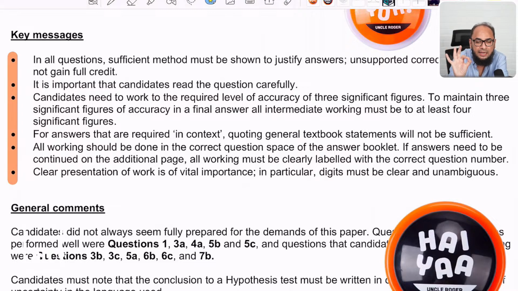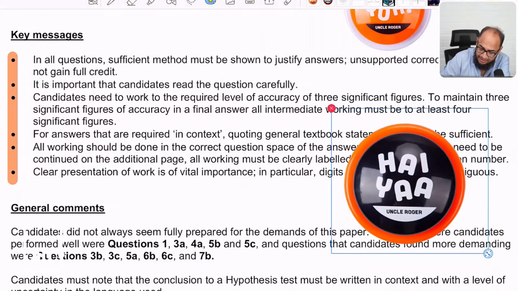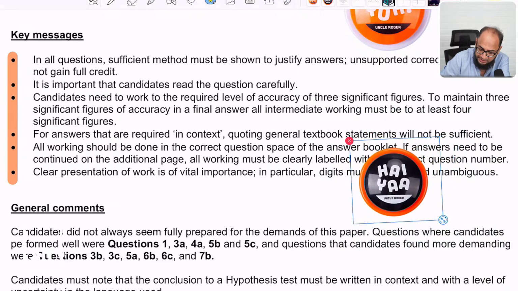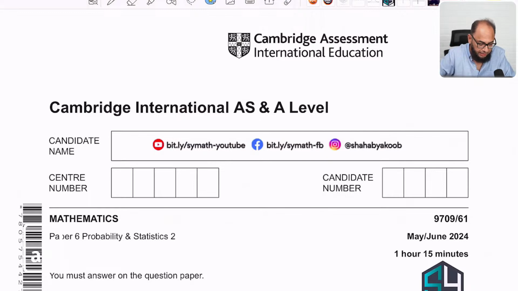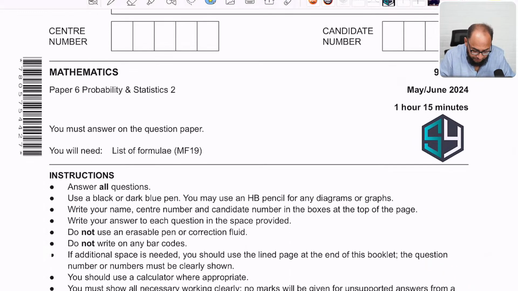That thing is there. Clear presentation of work is of vital importance. In particular, digits must be clear and unambiguous. So once this is done, let me go to the question paper. It's 9:37. We are starting with this.